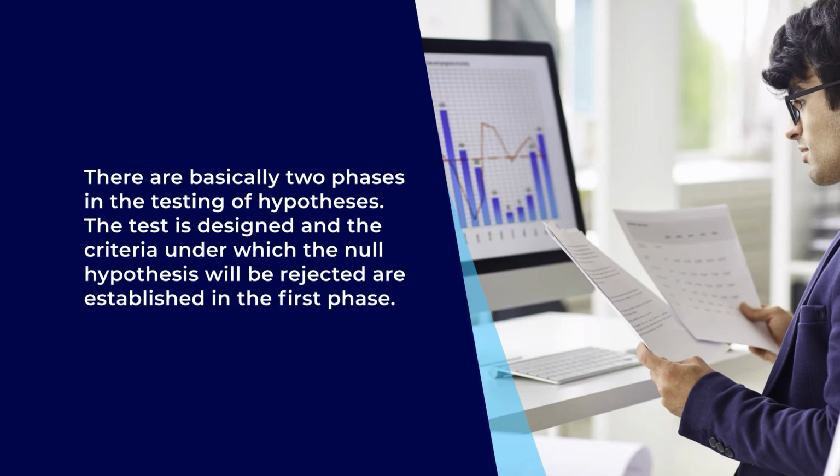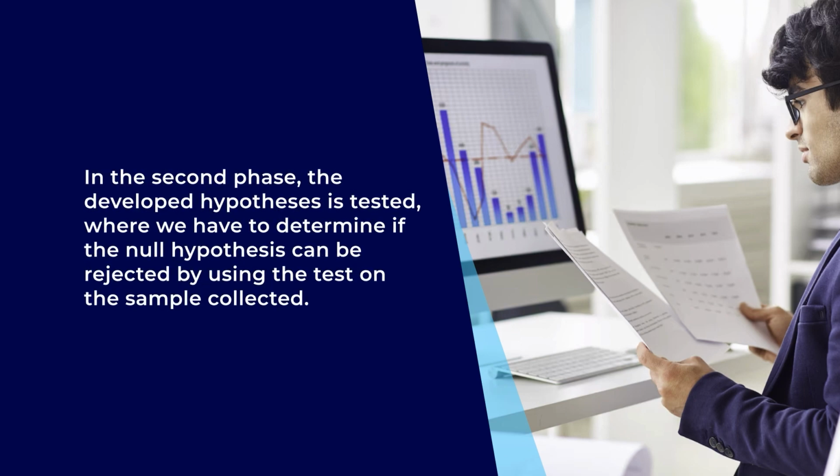So it should be clear that there are basically two phases in the testing of hypothesis. The test is designed and the criteria under which the null hypothesis will be rejected are established in the first phase. In the second phase, the developed hypothesis is tested where we have to determine if the null hypothesis can be rejected by using the test on the sample collected. We have already covered the formulation of null and alternative hypothesis and various concepts that help in hypothesis testing. In this session, we will discuss in detail the steps involved in the hypothesis testing process.